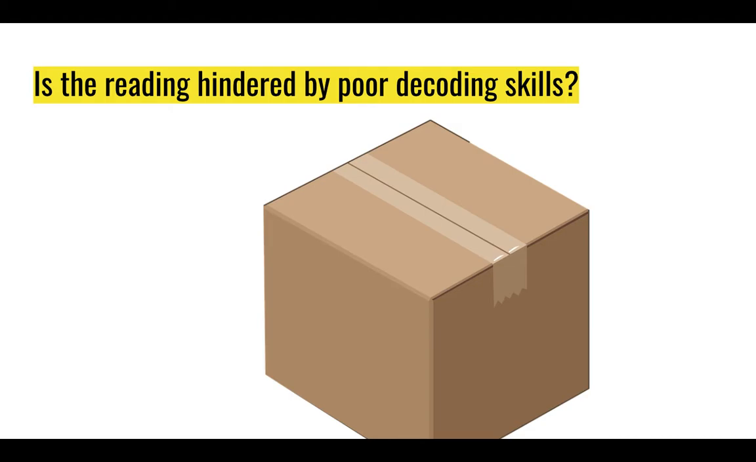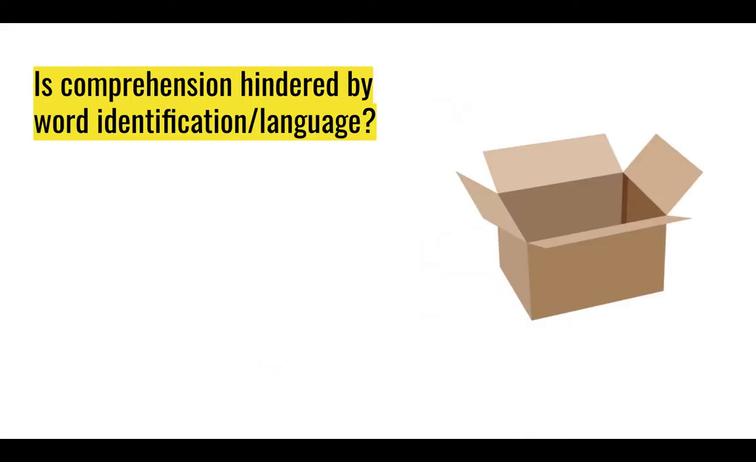In other instances, maybe they're fine with their decoding, right? And so then we want to move into what we call the unconstrained skills. Is comprehension hindered by word identification and language? These are unconstrained. They get more difficult as the students age through. To be able to identify these, you want to have the students do things like listen, read, and discuss strategies in the classroom.